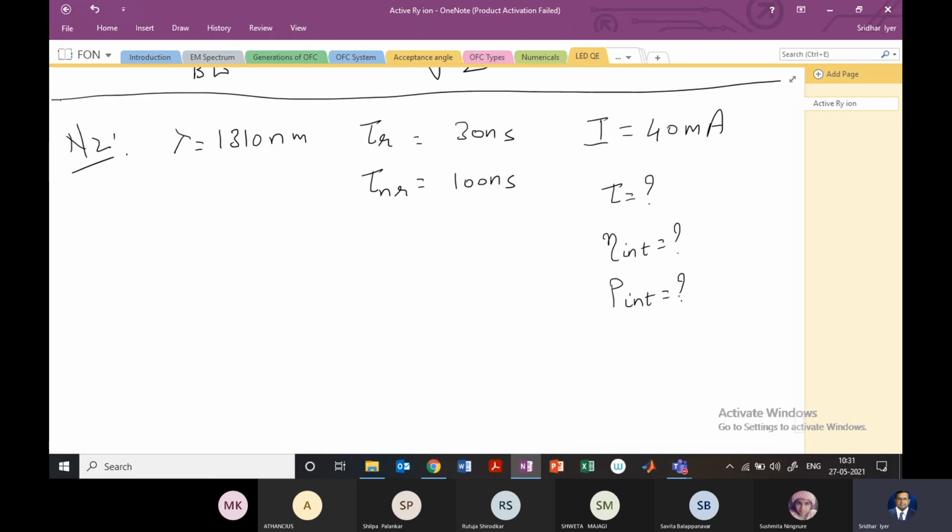Okay, so we had solved a similar kind of problem yesterday. So you can go ahead and see how you can solve this problem. I'll give you a minute to solve it, and then I'll also solve it so that we can match the answers. You can look at the same problem which we had solved yesterday. So first see how you can solve for tau, that is the total recombination lifetime.